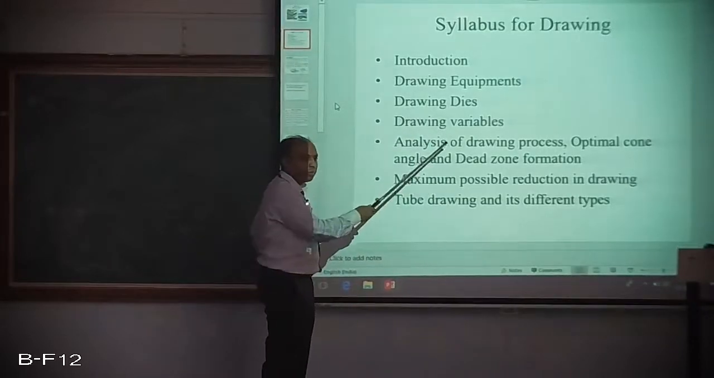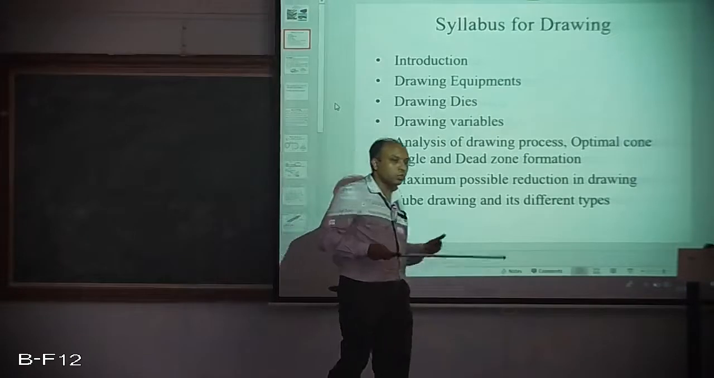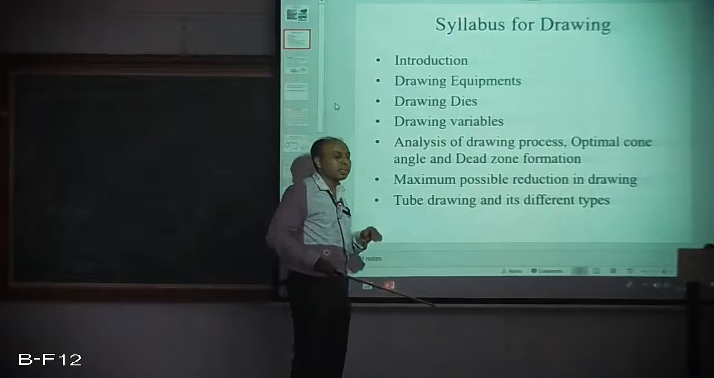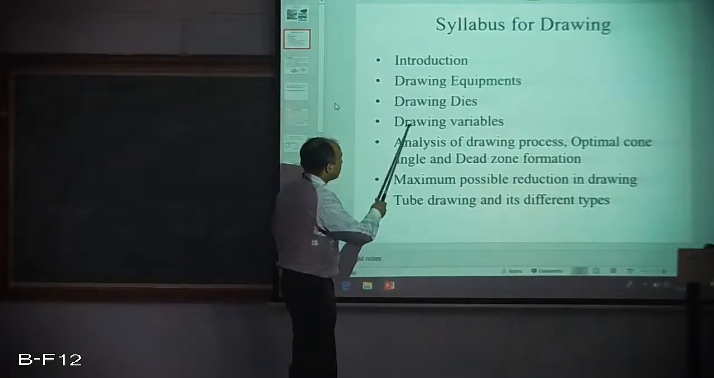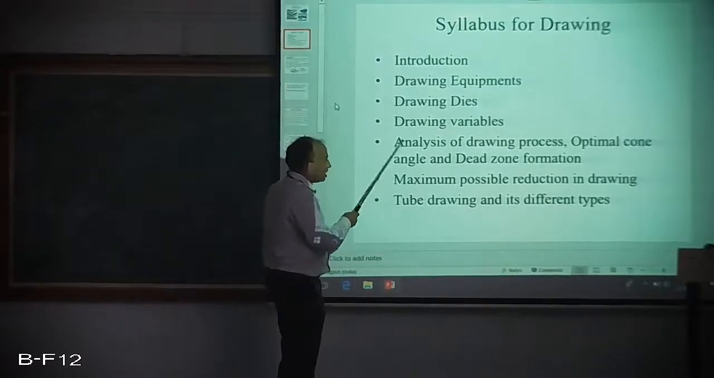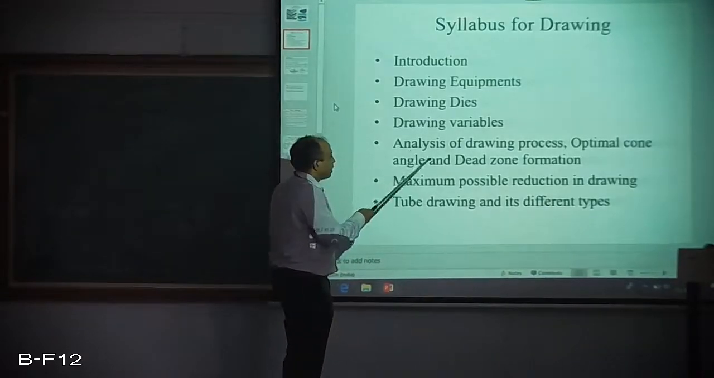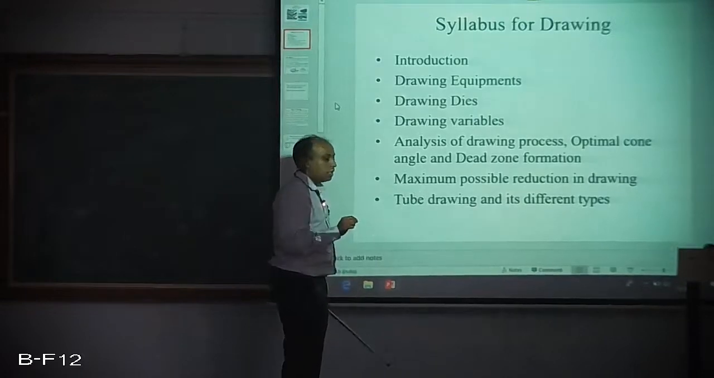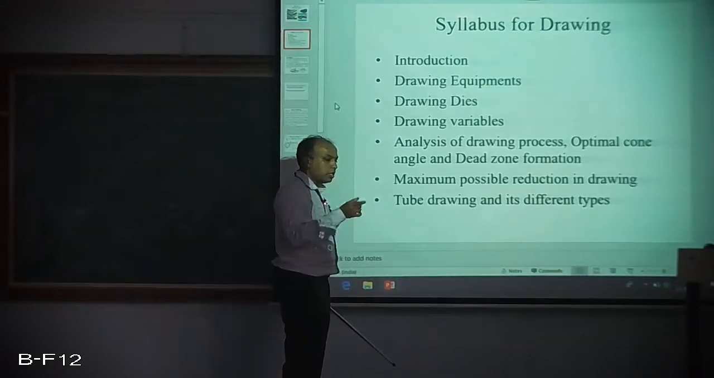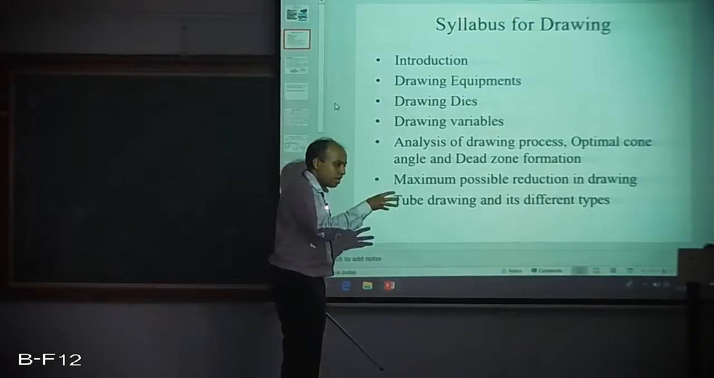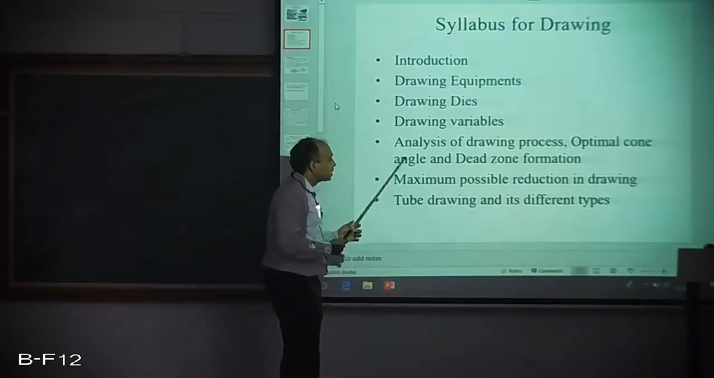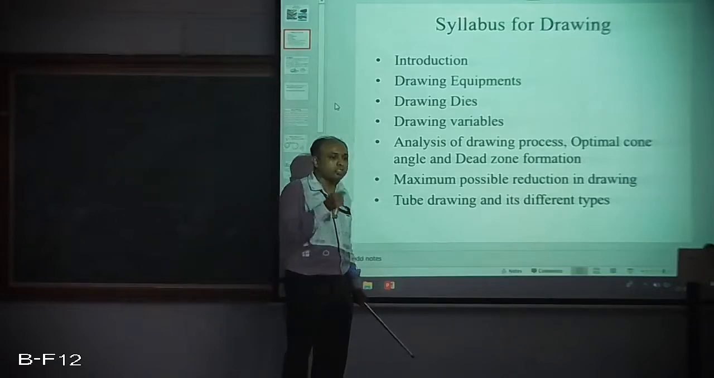Then drawing variables: how I can gain control over the process, what are the things I need to have control on so that I get the desired product. Then some analytical part is there, where I am trying to analyze mathematically on paper. In this I am interested in finding how much force is required to reduce a stock of higher diameter, higher cross section, to a lower cross section. So this is very important, how much force is required.